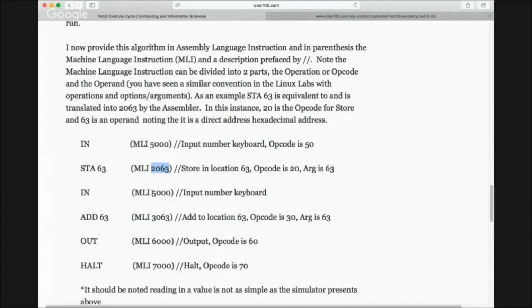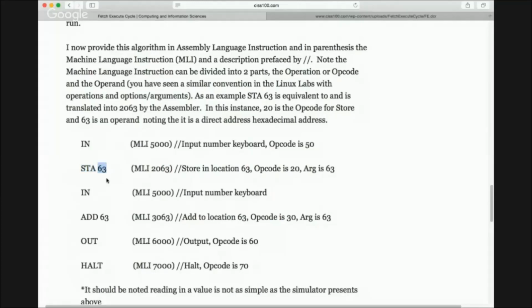Now let's look at this again in a little more detail. If I look at STA 63, which is much more meaningful to me than 2063, if I didn't have assembly language and I wanted to understand what this machine instruction is, I'd have to go to a table. Well, what is the opcode? I'd have to understand that the first two hexadecimal digits here correspond to the opcode, and the second two correspond to the operand. So I have the opcode and the operand.